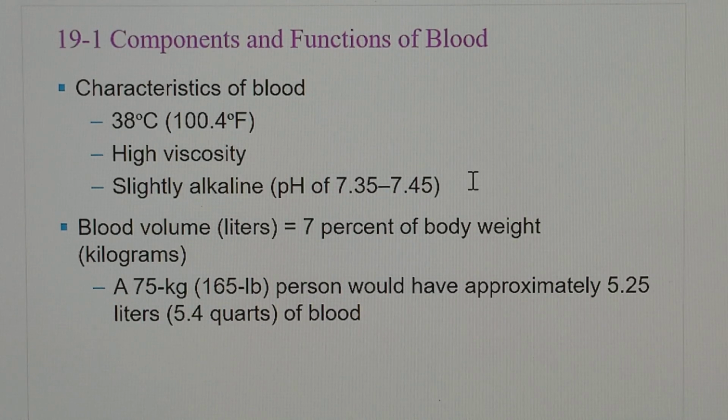Components and functions of blood. Some of the characteristics of blood: temperature-wise, 100.4 degrees Fahrenheit. It has high viscosity, which is greater than water. Slightly alkaline pH, which is 7.35 to 7.45. Blood volume is 7% of the body weight. Therefore, a 165-pound person would have approximately 5.4 quarts of blood.